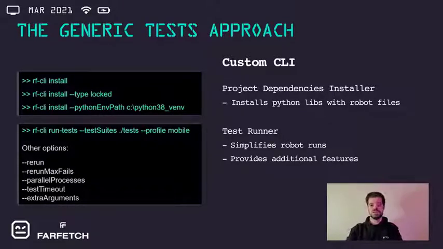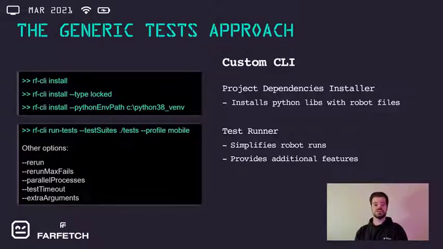It can install from the robot project file or the lock file by using the type parameter. It can also automatically create virtual environments, so you don't mess with your global Python instance, by passing a path on the python-env-path parameter. These are just some feature examples.